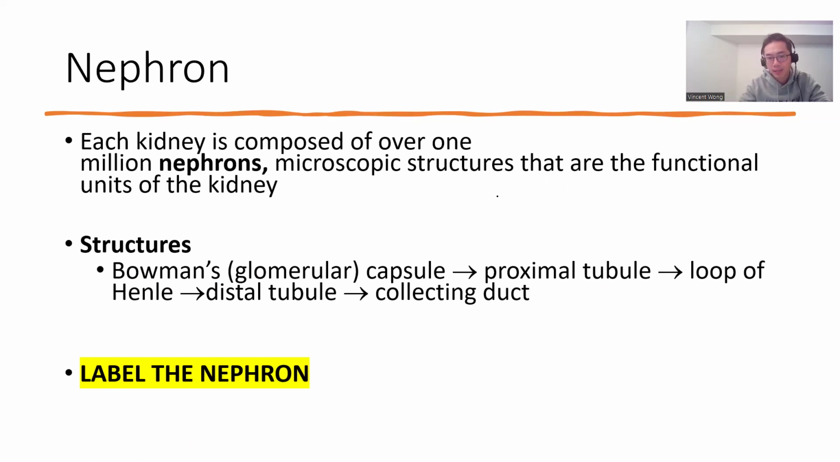Okay, we draw it like this: Bowman's capsule, PT, loop of Henle, distal tubule, and then collecting duct. From the collecting duct, you can finish the path, right? Papilla, minor calyx, major calyx, so on and so forth. Recite it a couple of times, then you'll remember.